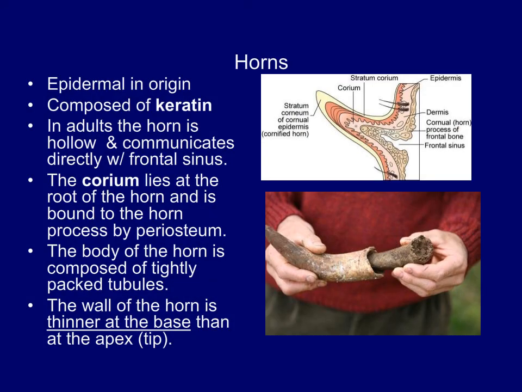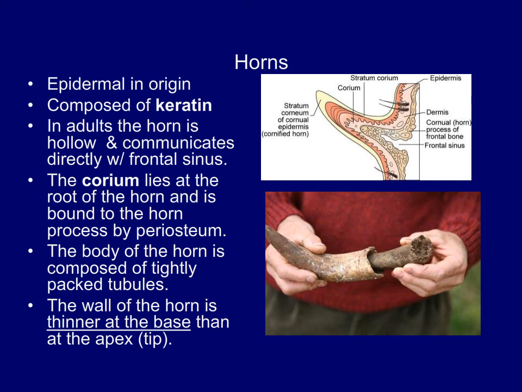Another modification of the skin or integument are horns. Now, horns are found in several species of animals, such as cattle, sheep, and goats. And horns, like hooves, are epidermal in origin. That is, they are composed of keratin, which is similar to hair. In adults, the horn is hollow and communicates directly with the frontal sinus, that is, that hole in the frontal bone. Deep to that keratin, we have a thick tissue layer, again, called the corium.